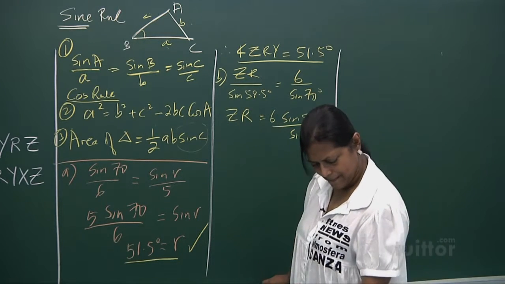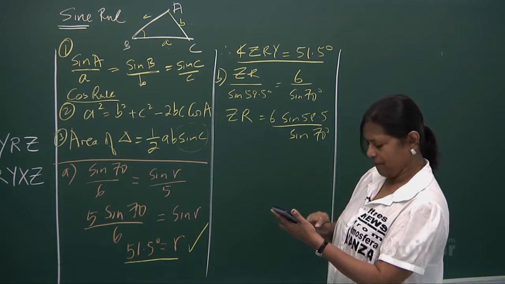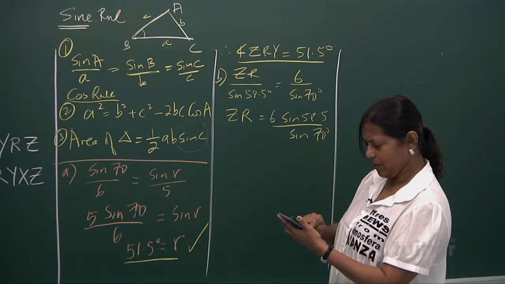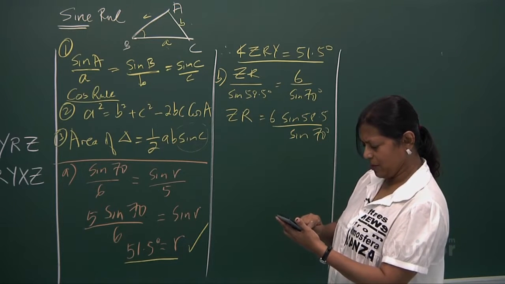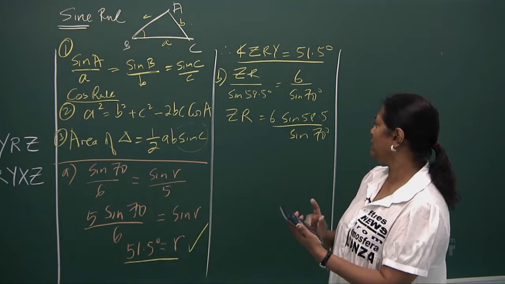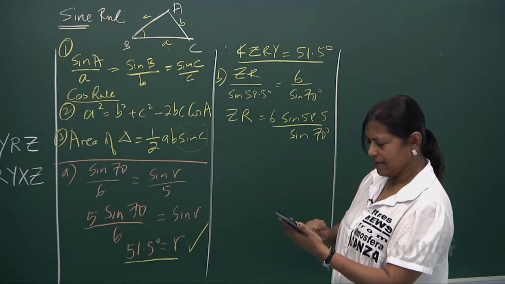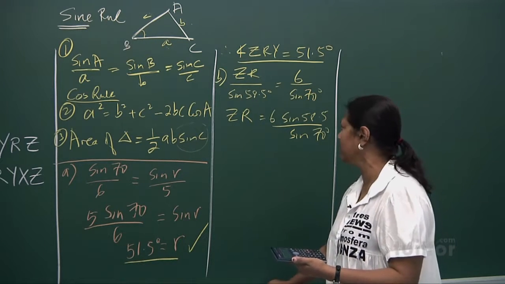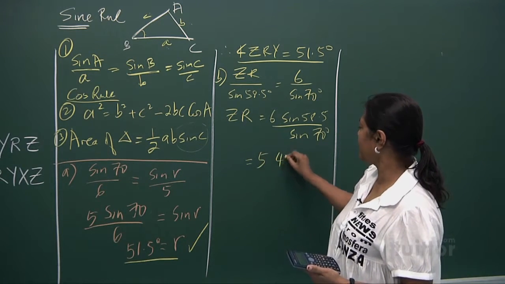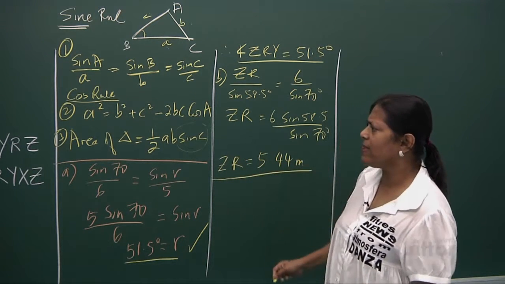Please help me there. What do you get? 6 sine 58.5 divided... Oops, you know what I did? You must be careful because when you divide, please put your brackets there. Your calculator is very important. You've got to manage it well. Sine 70, because it's all programmed, and sometimes if you don't, you get the wrong answer. So your ZR is 5.44. So that's your length of ZR. Are you satisfied with that? Are you convinced?